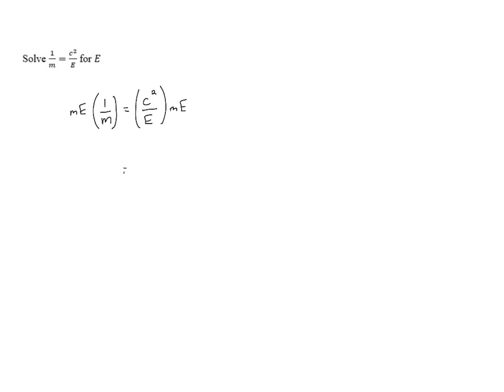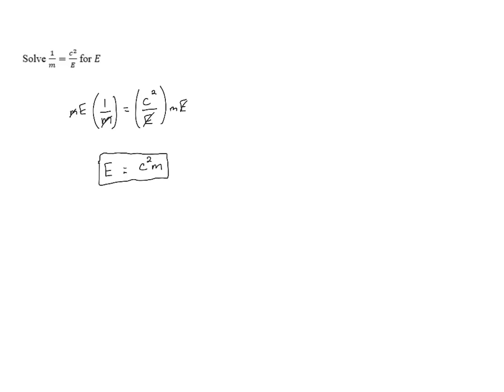On the left-hand side, the m's cancel because we've got one out front and one in the bottom, and we're left with e times 1, which is e. On the right-hand side, the e's cancel because we've got one in the denominator and one out front, and so we have c squared times m, which is c squared m. And this is a perfectly fine answer.